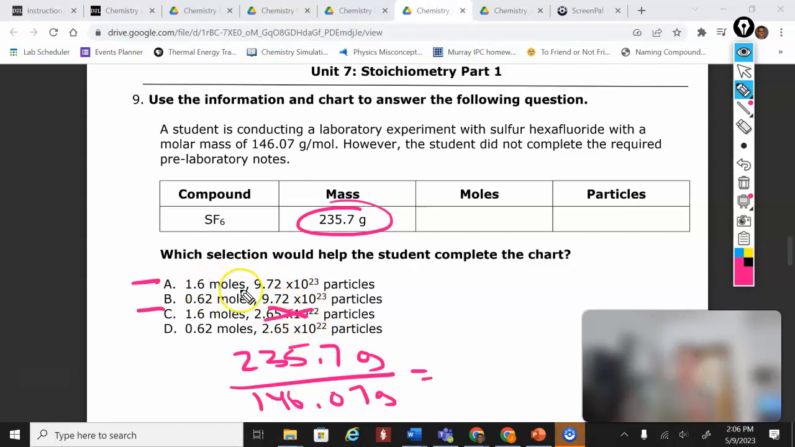If you took your 1.6 and multiplied it times Avogadro's number, we should get that number, which is going to be A. So our first step was to figure out how many moles that is. If we know how many moles that is, then we multiply that times Avogadro's number, and that's going to give us the number of particles we need.